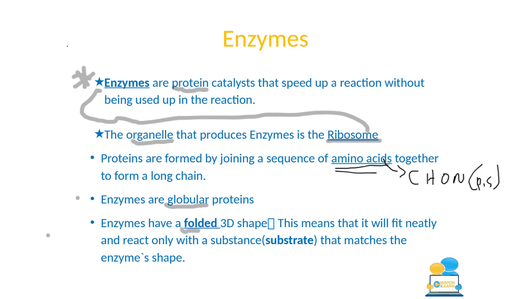Enzymes have a folded shape, folded into a 3D shape, and this allows them to fit the shape of the substrate that they're going to act on. So we're going to look at the analogy of a lock and a key. Once you have this analogy in your head, hopefully it'll make it much more understandable. I want you to think about the key that opens the car door, the family car door. That key will open the lock of the door.